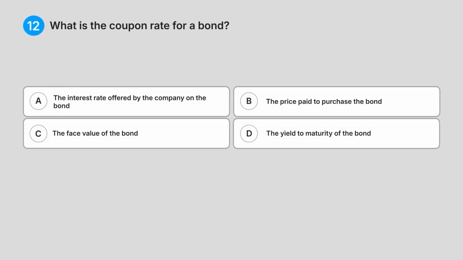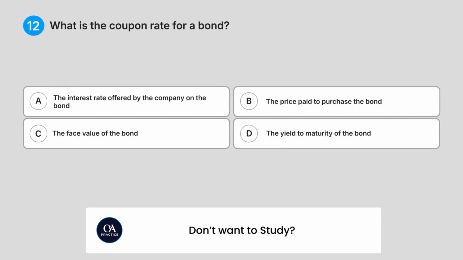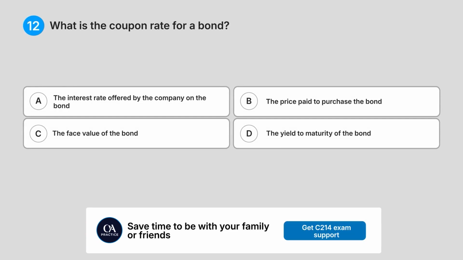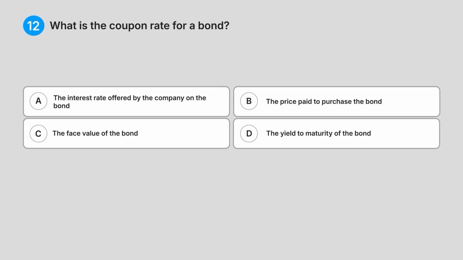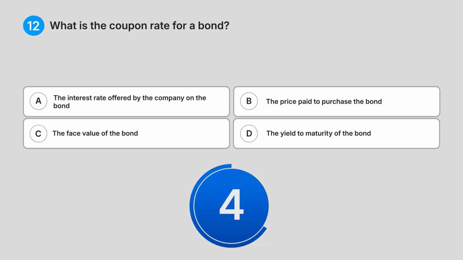12. What is the coupon rate for a bond? A. The interest rate offered by the company on the bond. B. The price paid to purchase the bond. C. The face value of the bond. D. The yield to maturity of the bond. Can you guess the answer?